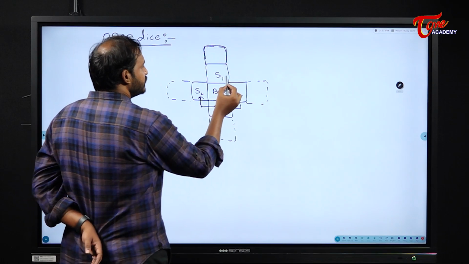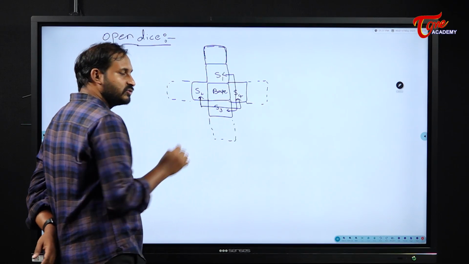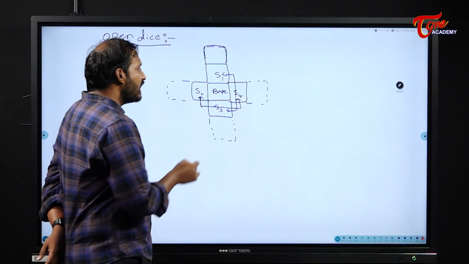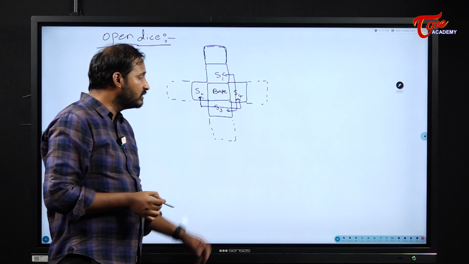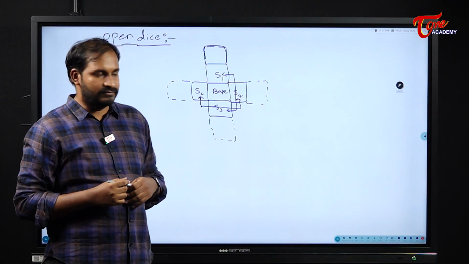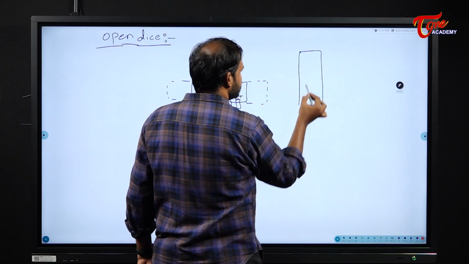Alternate things will be opposite to each other. S1 and this S3 will be opposite to each other. Why? Because those two are alternates. And this base, if it is attached to any one of these 4 sides, the base will be opposite to that one. Okay, we will see some of the most commonly asked examples, students.